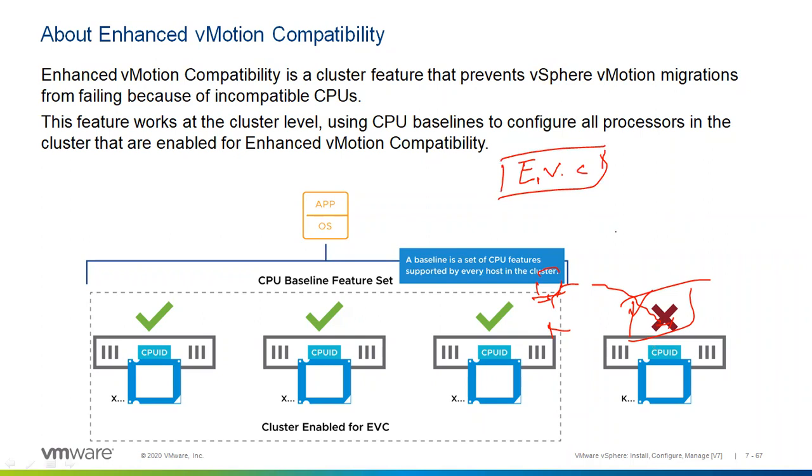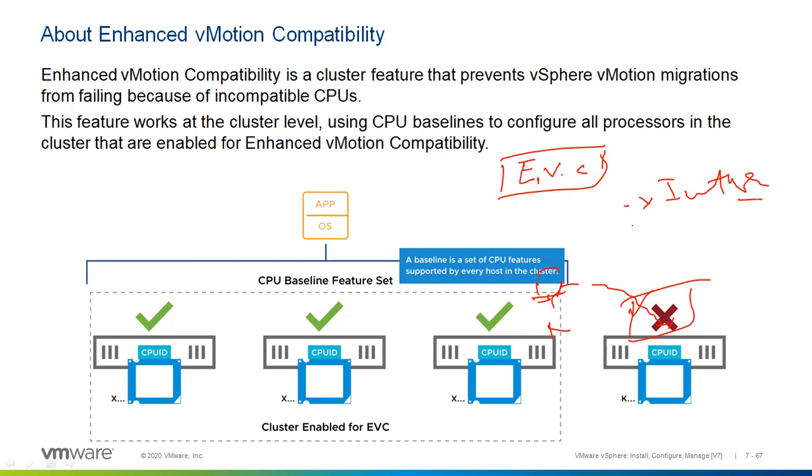Now you will ask, sir, can we do Enhanced vMotion Compatibility between Intel and AMD? The answer is no. It is a CPU already certified by VMware when we are enabling it. So we will select a particular generation, like for Intel Xeon.